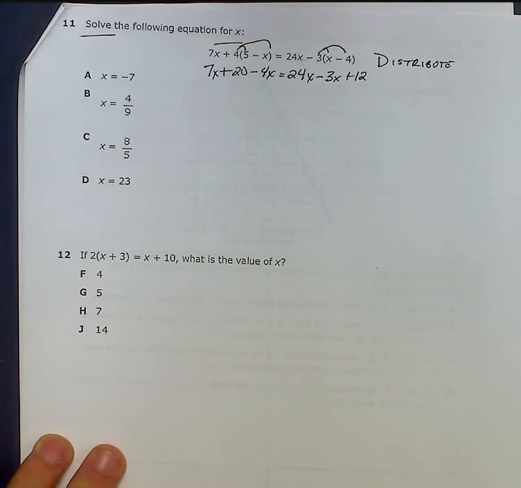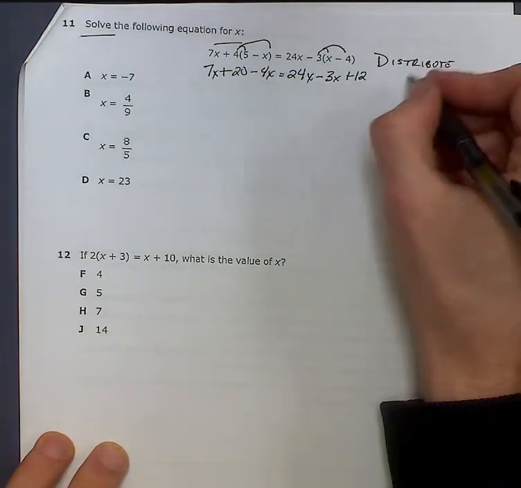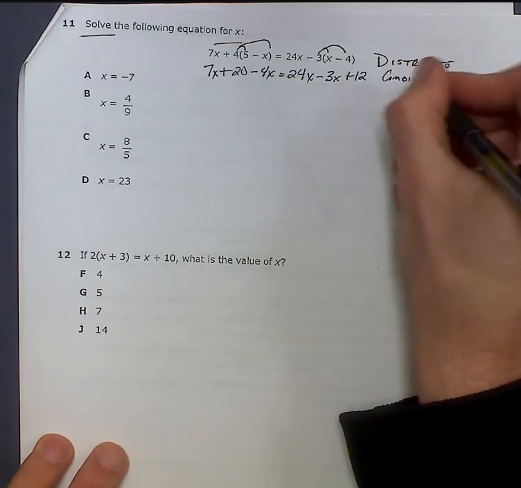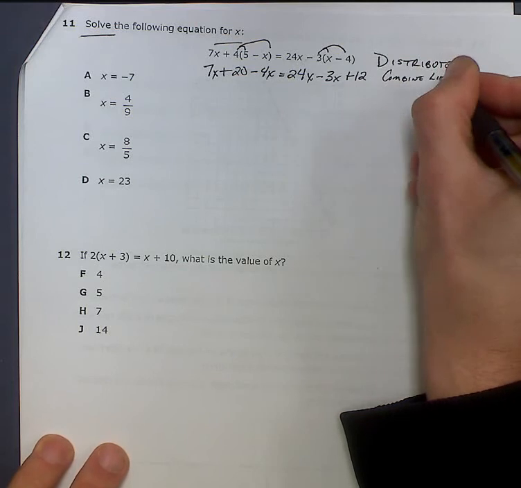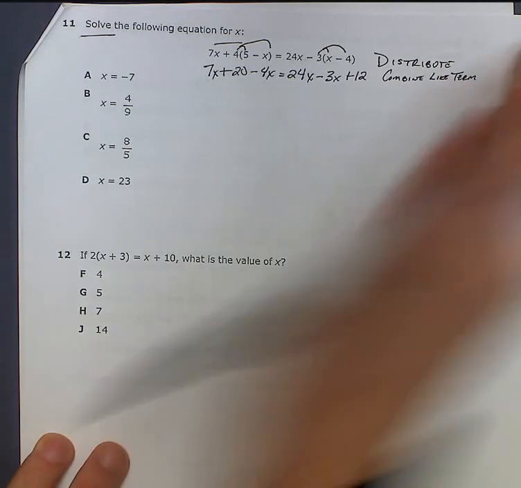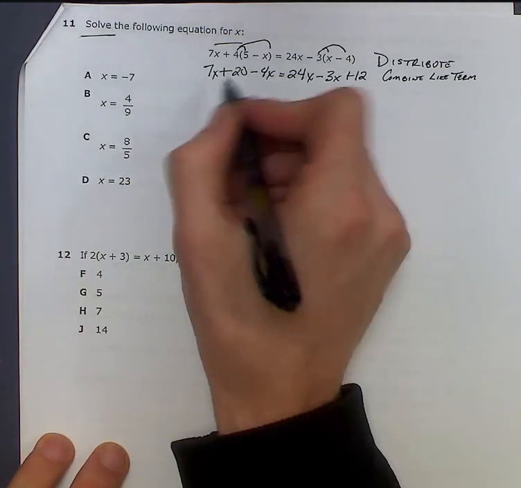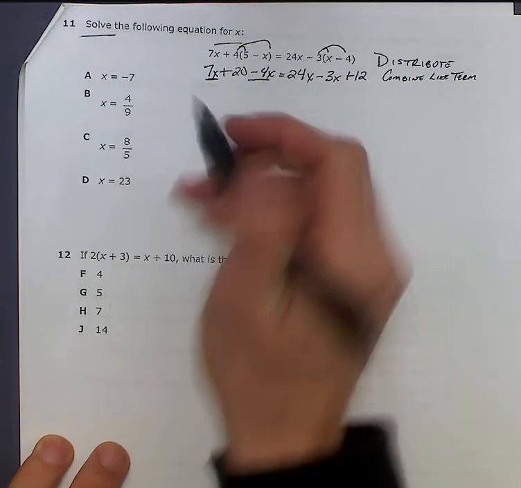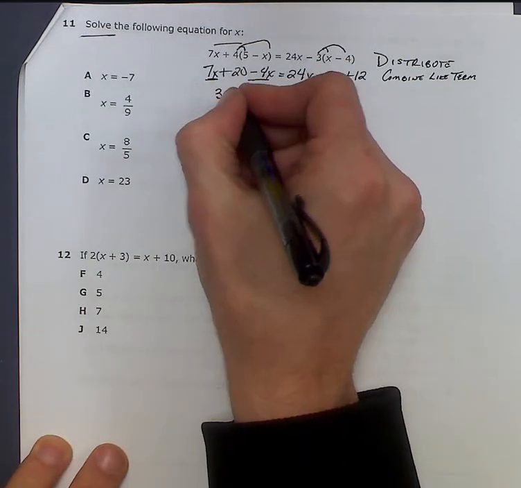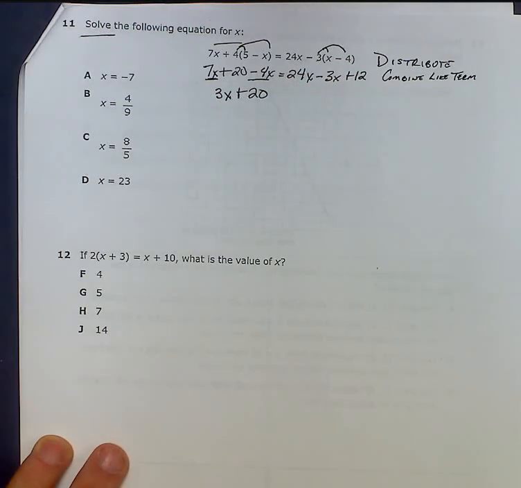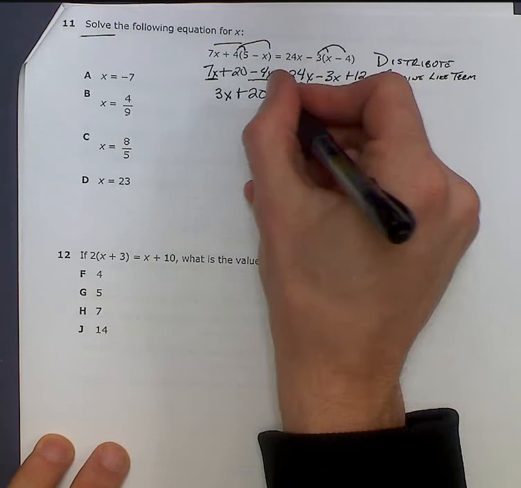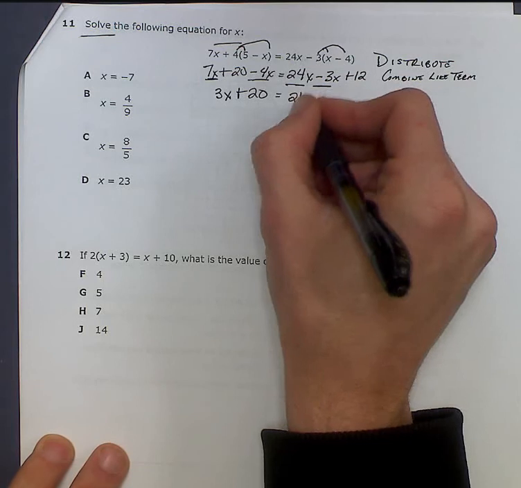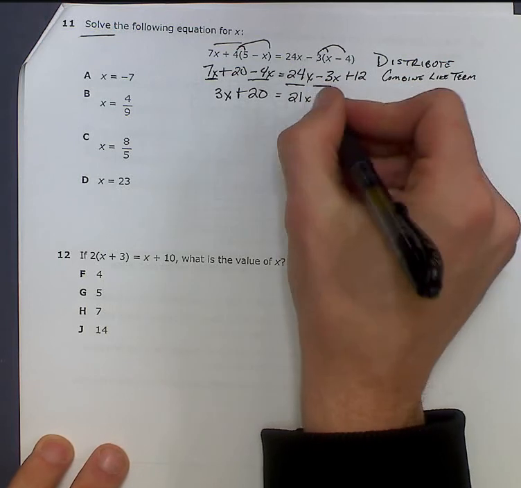So after I'm done with that, I need to look and say, well, what looks the same on each side of the equal sign, and I combine my like terms. Remember, like terms are things that look the same, they have the same variable and the same exponent. So 7x and negative 4x look the same, so when I put those together, I do 7 minus 4, and I get 3. So I have 3x's plus this 20 that I haven't done anything with. And on this side of the equal sign, I have 24x's minus 3x's, so I can combine those, and I'll get 21x, and then I also have this 12 left over.